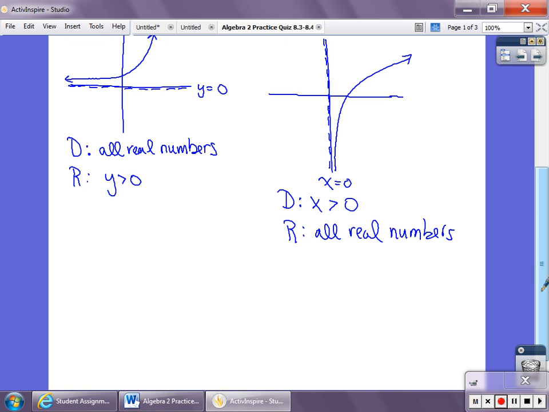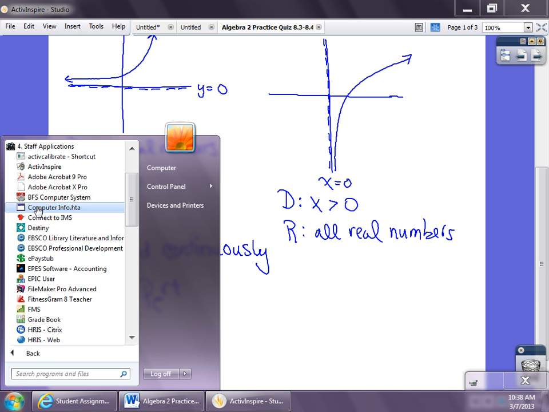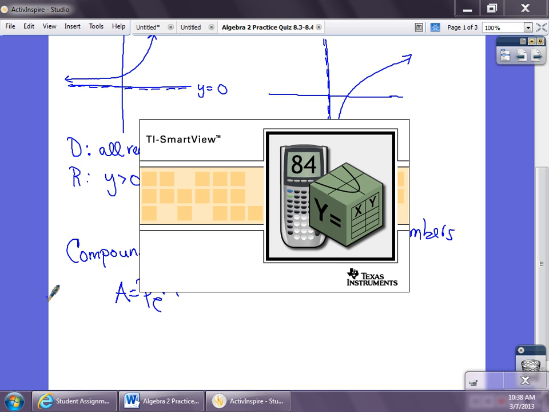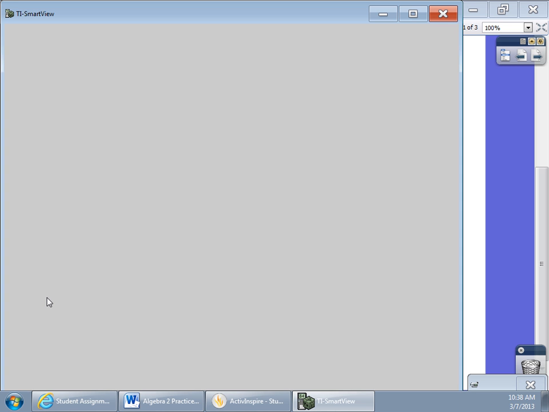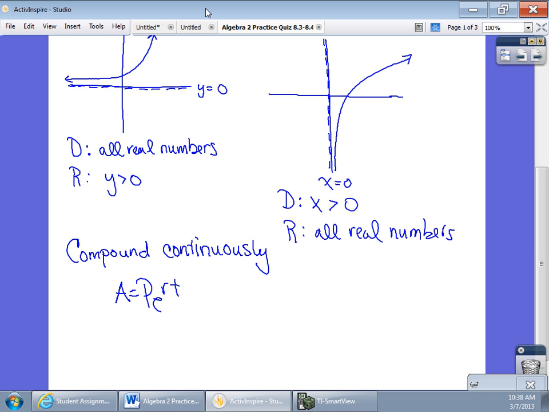The last thing we need to know is for compounded interest. If it's compounded, and remember the key word is continuously, A is going to equal P times e raised to the rt. So tomorrow you're going to need to immediately come in and grab your graphing calculator, which I'm going to get right now because you're going to be using that a lot. Alright, so now that we have that, we're ready to go, and let's get started with our practice quiz.